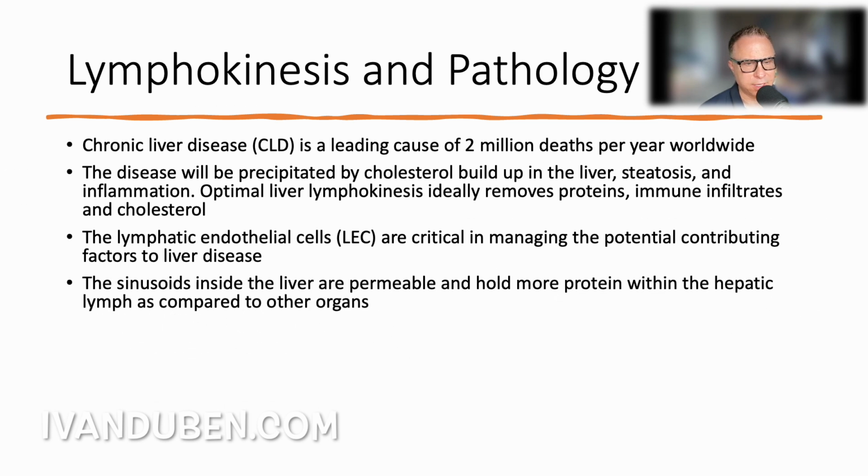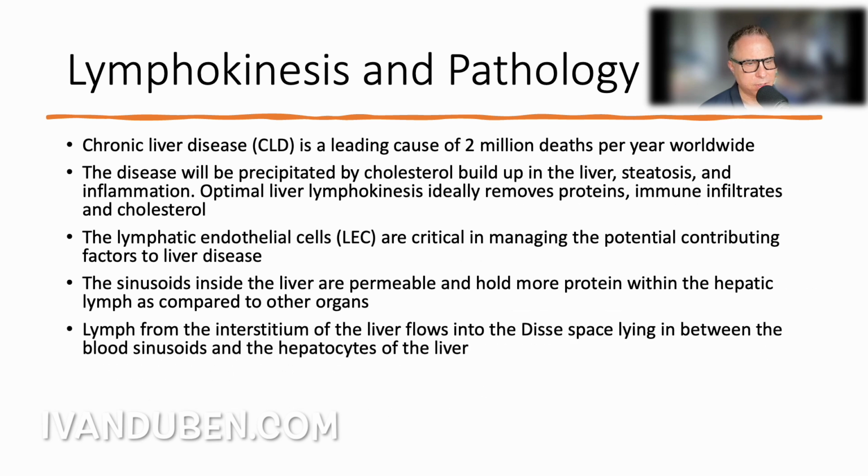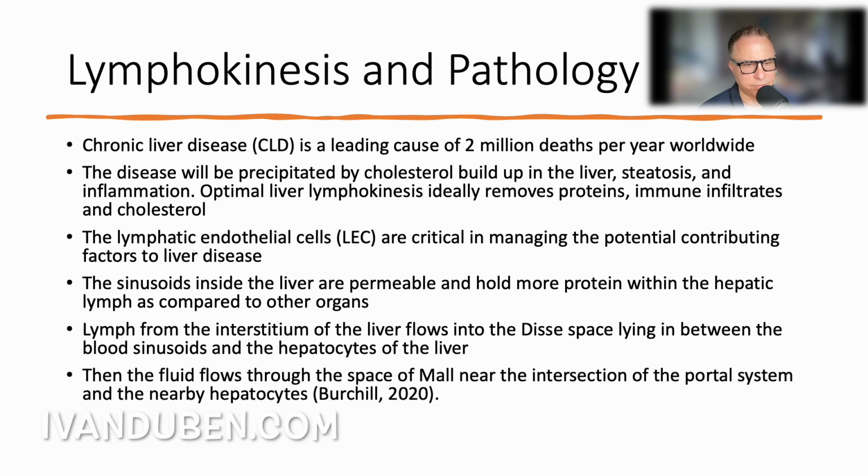The sinusoids inside the liver are permeable and hold more protein within the hepatic lymph as compared to other organs. Lymph from the interstitium of the liver flows into the Disse space, lying in between the blood sinusoids and the hepatocytes of the liver. Then the fluid flows through the spaces of Mall near the intersection of the portal system and nearby hepatocytes.